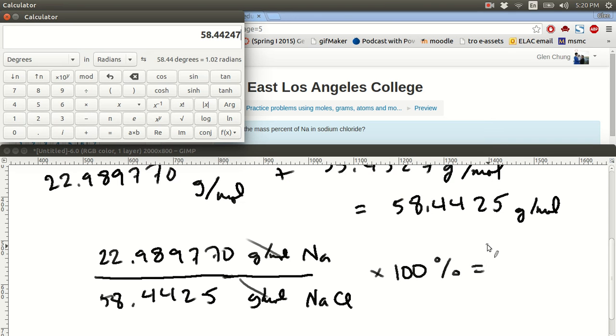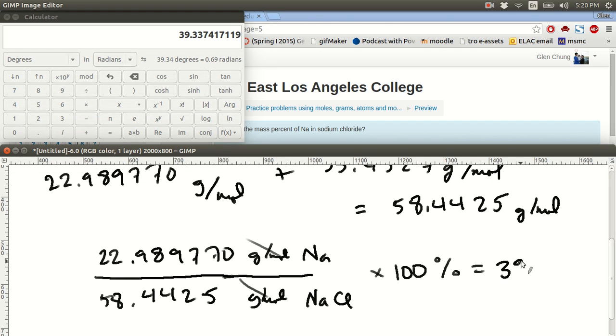Here, let me show you. 22.989770 divided by 58.4425. See, that's going to be 39%, because when I multiply that by 100%, I get 39 point something. So this is 39 point. How many significant figures am I allowed to use? 1, 2, 3, 4, 5, 6. 1, 2, 3, 4, 5, 6, 7, 8.